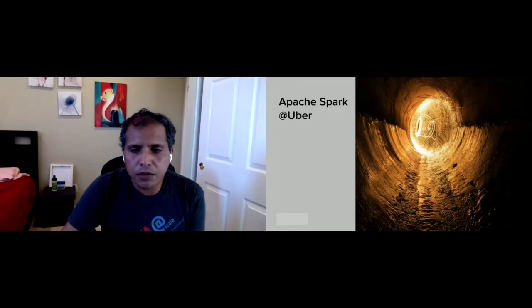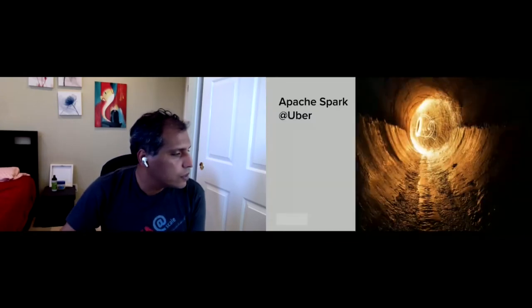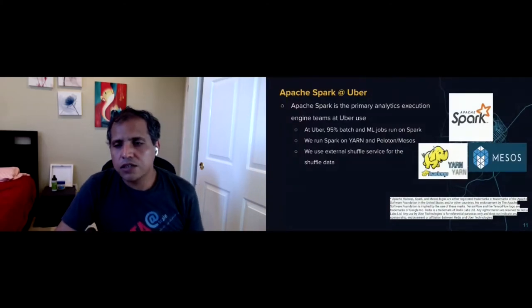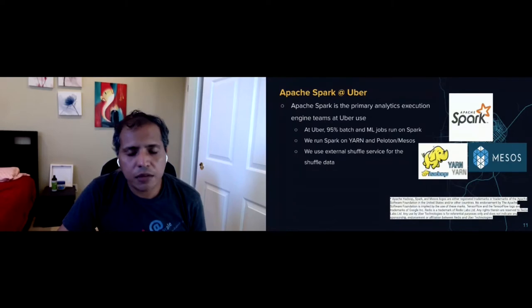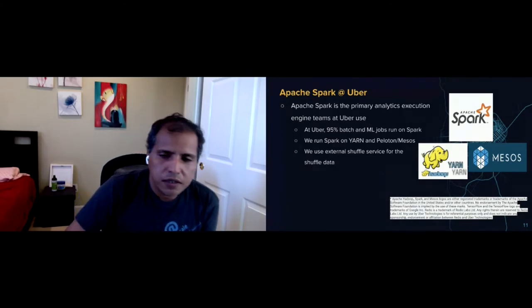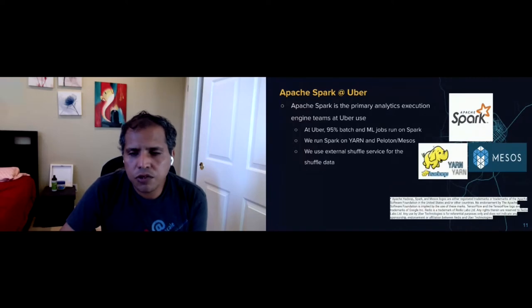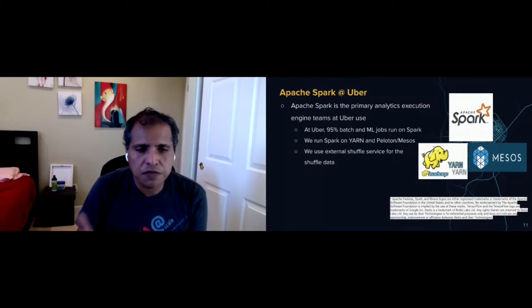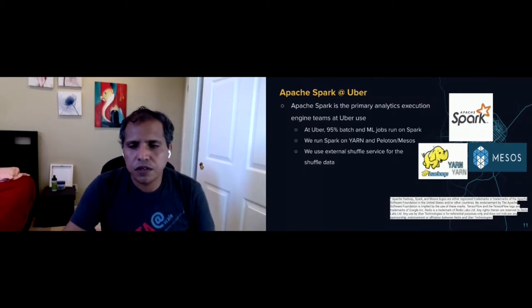Let's talk a little bit about Apache Spark at Uber. Apache Spark is the primary analytics execution engine, where pretty much 90% of the processing happens through Spark, whether that is normal Spark or Hive on Spark. We run Spark on Yarn as well as on Peloton. For all the Spark, we use external shuffle service. I'm talking about before Zeus, we used to use external shuffle service.